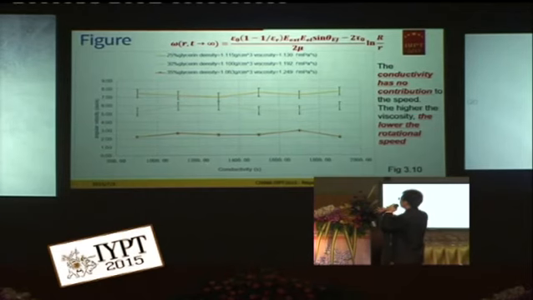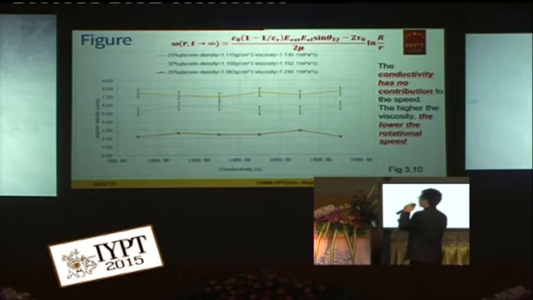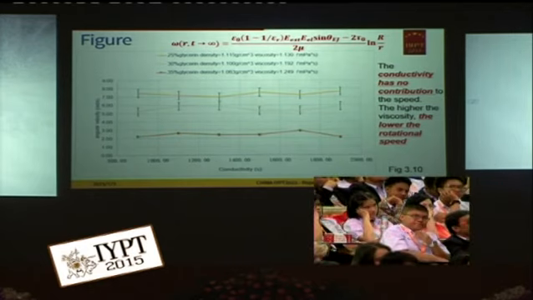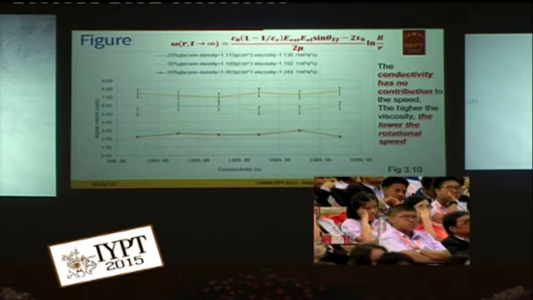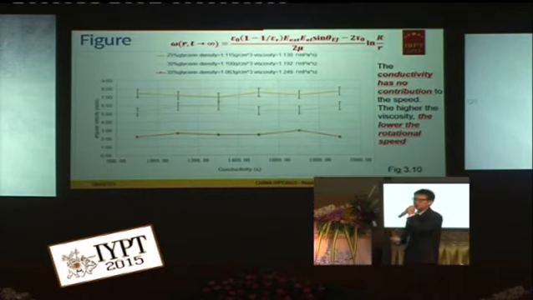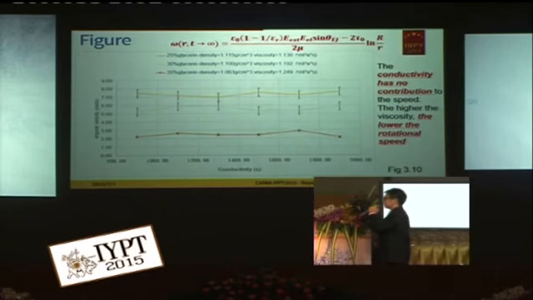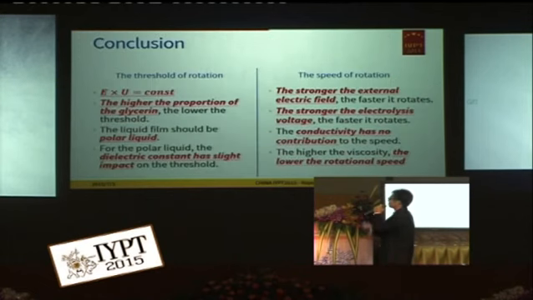We can see that the higher the viscosity, the slower it rotates. But the rotation speed will not change with the conductivity, which you can see is almost constant. So I believe the ionization theory is wrong, according to my theory. Yeah. And here are all the conclusions we've got.